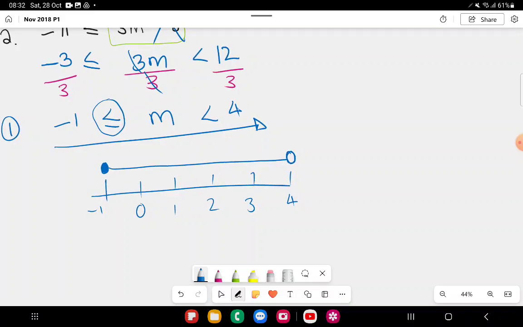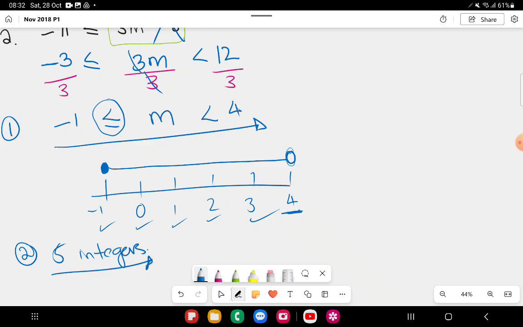So which integers, or how many integers, fall into this? It's going to be 1, 2, 3, 4, 5. This one does not fall in because it's an open circle. So my answer to question 2 is going to be 5 integers.